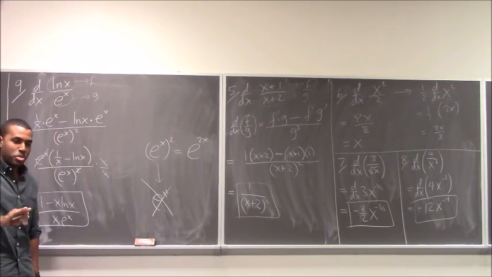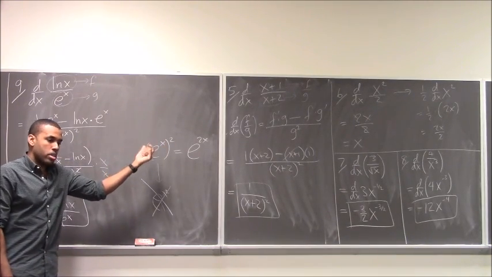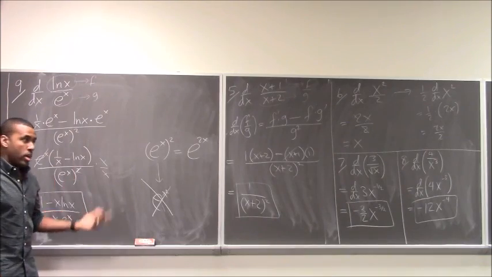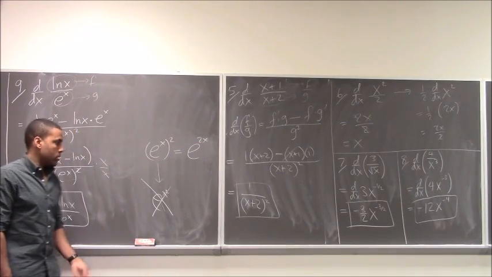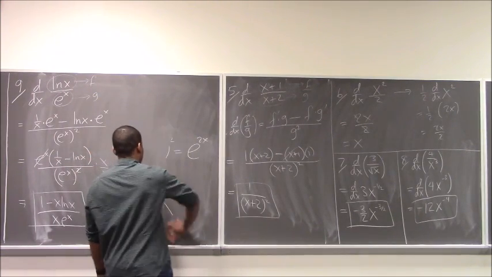Laws of exponents still apply. They will apply forever. If you raise one thing to a power to another power, you multiply the powers. So e to the x squared is actually e to the 2x, right? Not e to the x squared. Just checking that you guys remember.